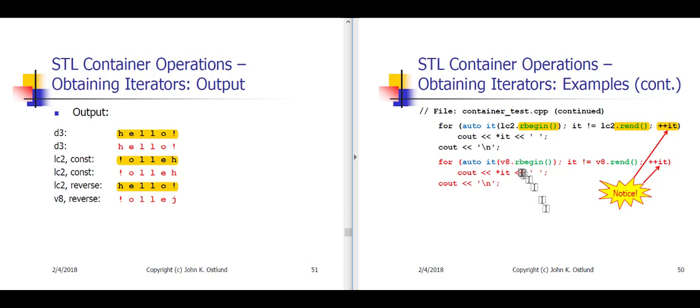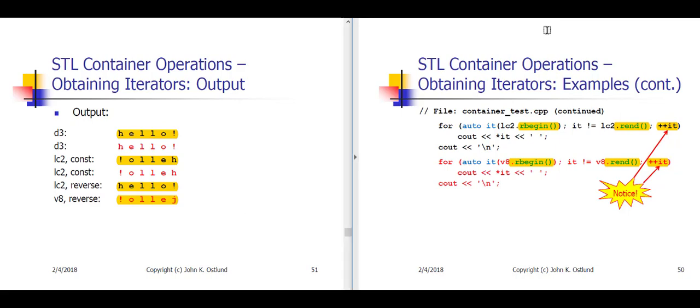Similarly here in this red for loop, we're looking at the vector of char, v8, and we're starting from its r_begin, which is the index of the exclamation mark at the end of v8, and we're stepping that iterator through until we get to the r_end, which is just prior to the little j that is now the first char in the vector. And as I mentioned with LC2, we need to remember to use plus plus on our iterator to go from element to element, this time in reverse.